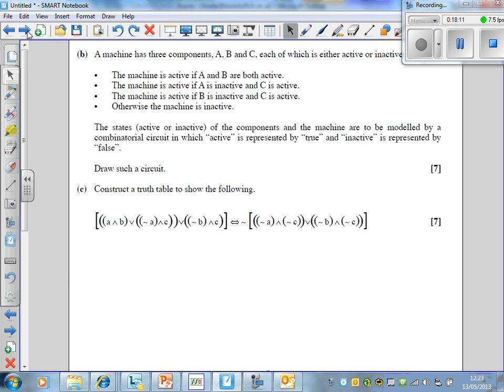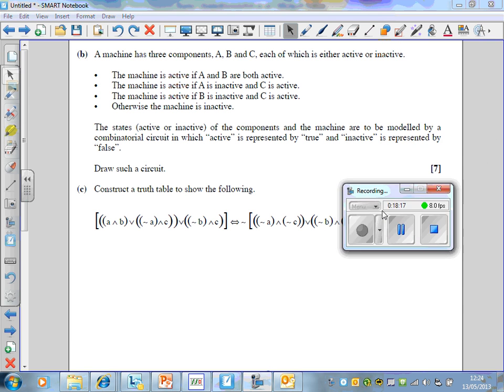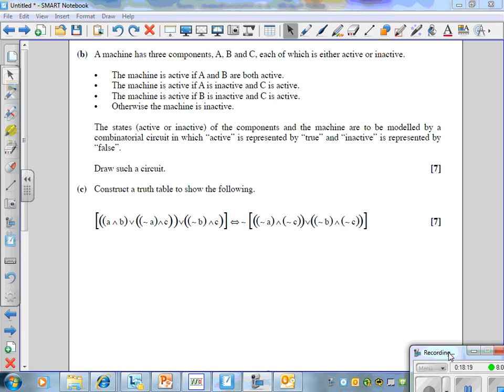So finally I'm just going to go over a quick exam question which takes into account all of this. It explains it in terms of a real-life situation. So a machine has three components.